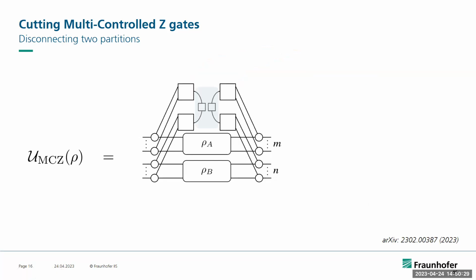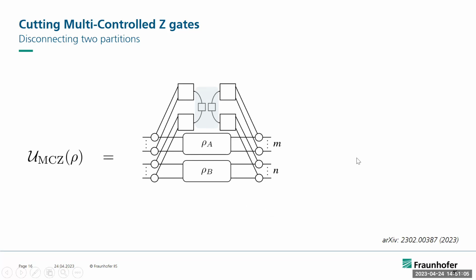And so what you can see now is that if we call these first m qubits the partition A and the second n qubits the partition B, then these two partitions are only connected due to the fusion rule by this gray shaded tensor. And so we have reduced already the cutting of this n plus m qubit gate into the cutting of this 4x4 tensor here in the middle.